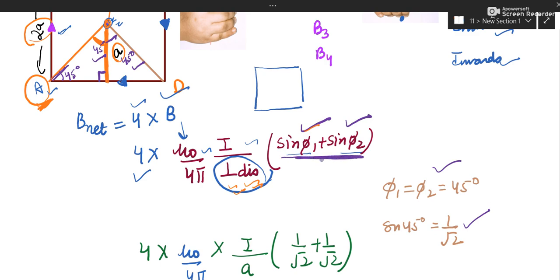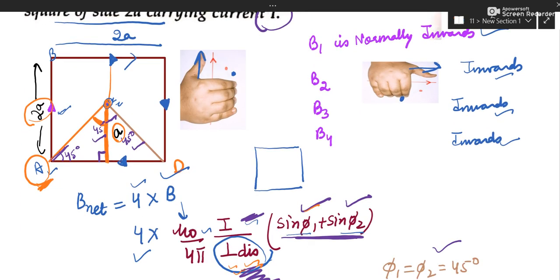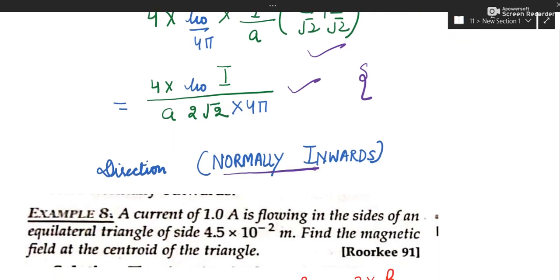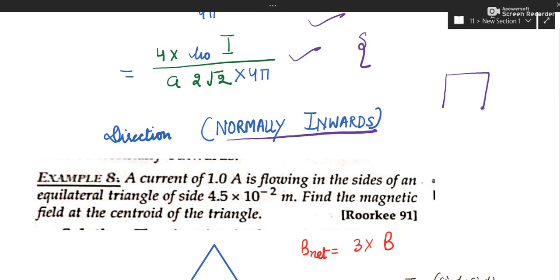Now we know all the quantities. The perpendicular distance is a, that is half of the side of the square. Current is I. You can see in the question they've said current is I. So you can substitute and find out the answer. This is the magnetic field, and direction must be written. I've written here normally inwards. If somebody is taking the sense of current like this, for him it will be outwards.